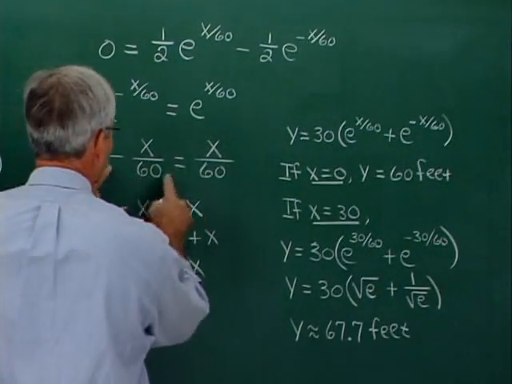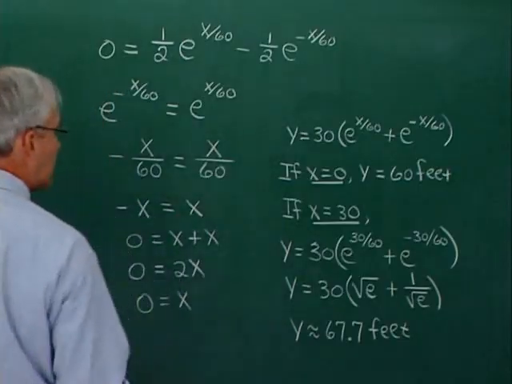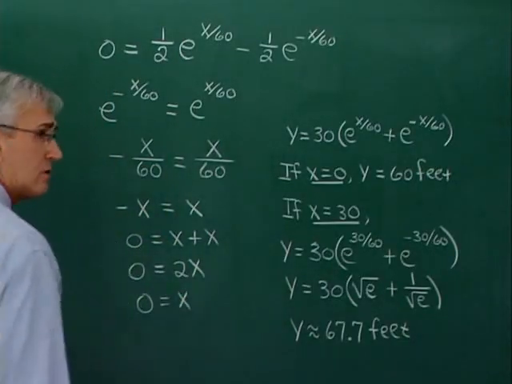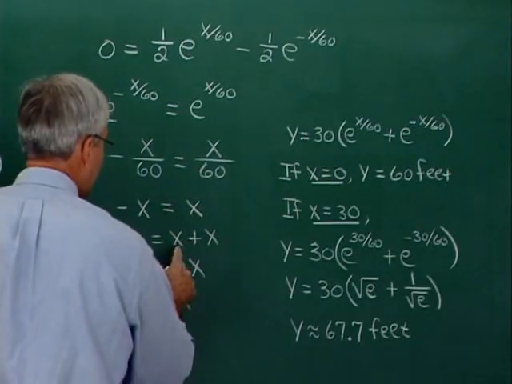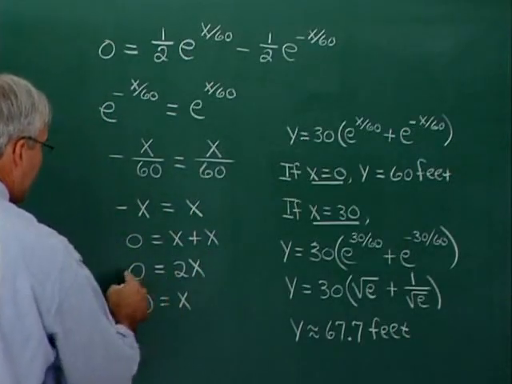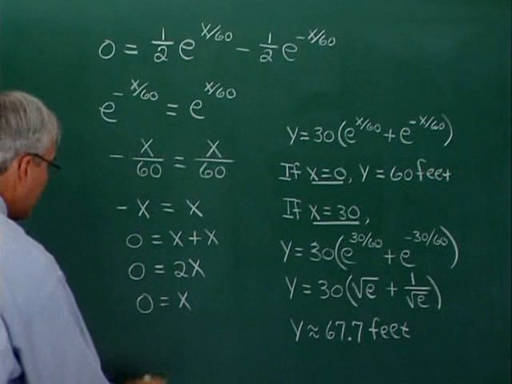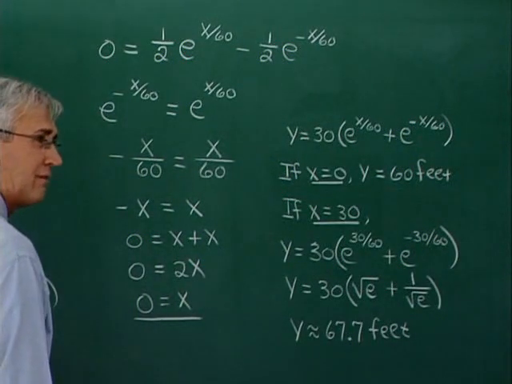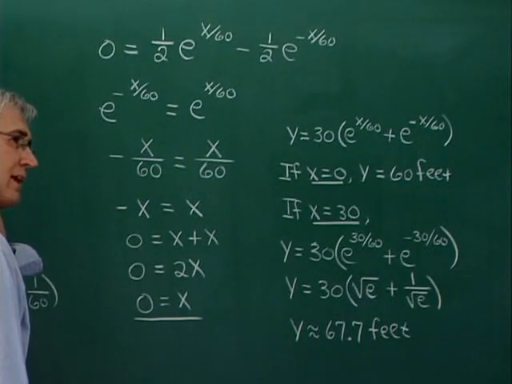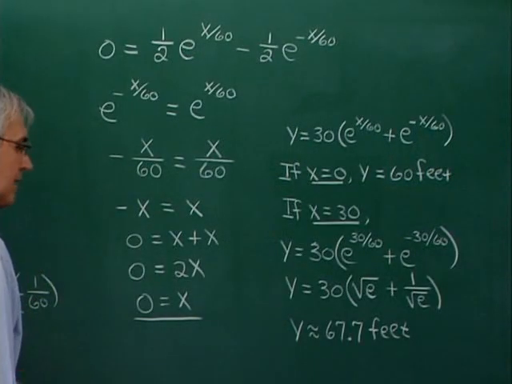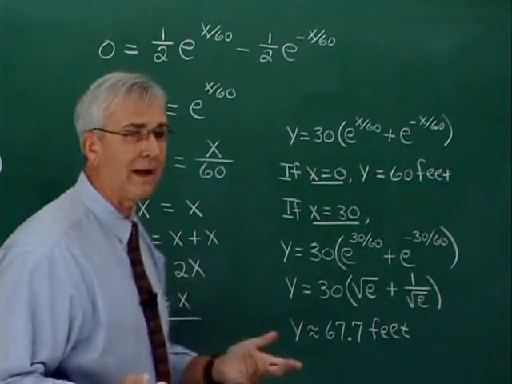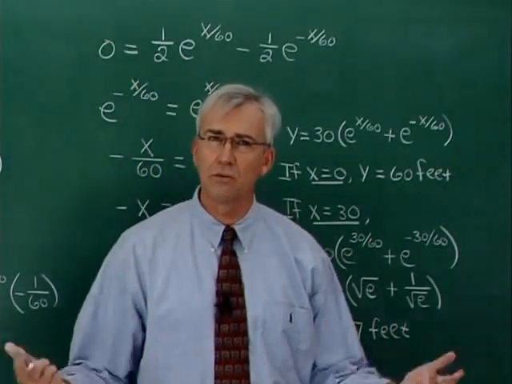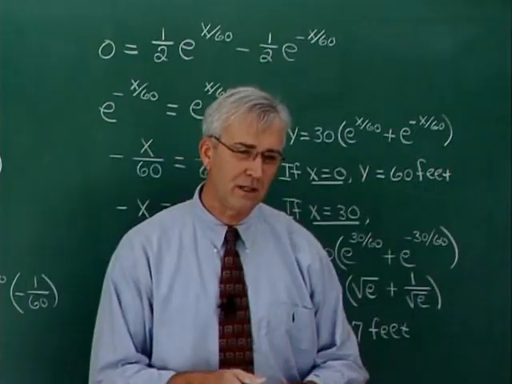So negative x over 60 is equal to x over 60. Multiply on both sides by 60 and we find negative x is equal to x. And if we add x on both sides, we have this, and this is 2x equals 0. Divide on both sides by 2 and we find x equals 0. That's a critical value. That's exactly what we expected. We kind of expected that the lowest point in that sagging wire is going to be right in between the two posts. Doesn't that make sense?